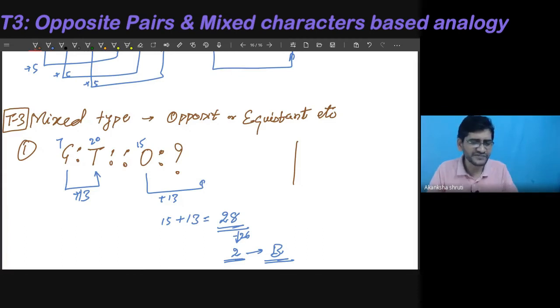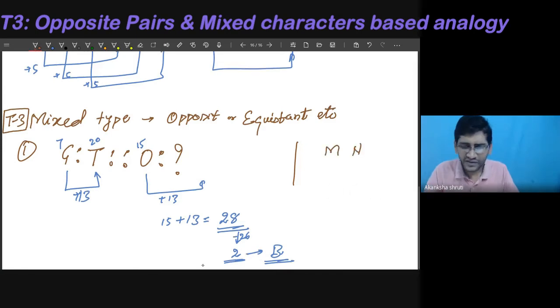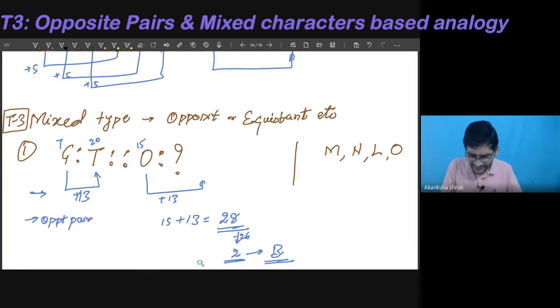So like our MN, LO, like this. If B itself is not given in the option, we can think for the opposite pair also. So G and T are itself forming the opposite pair. So these are opposite to each other or equidistant pair.